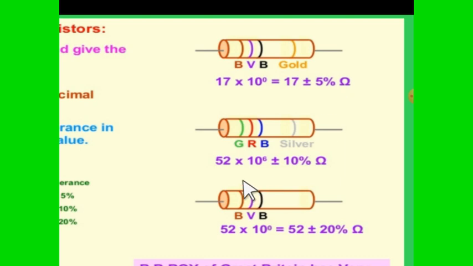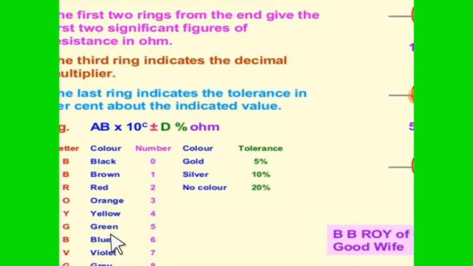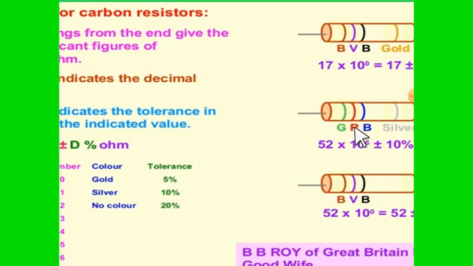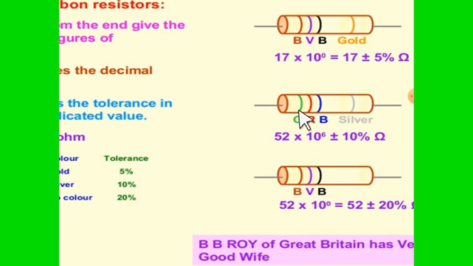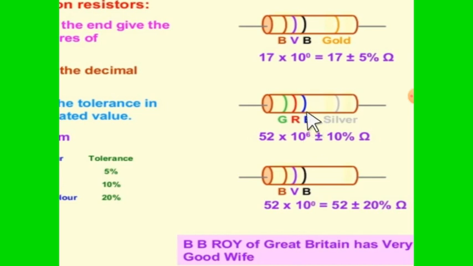Likewise, suppose the first color is green, then red, blue and silver. The first digit, green, represents 5, and red represents 2, so it will be 52. First digit 5, second digit 2. Blue represents 6, so the multiplier is 10 raised to the power 6. And plus minus: this fourth ring is silver in color, so it will be 10%.